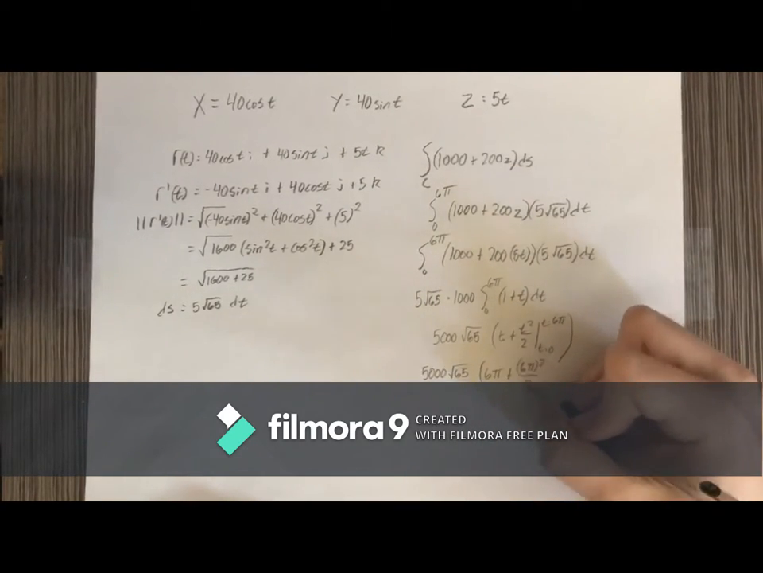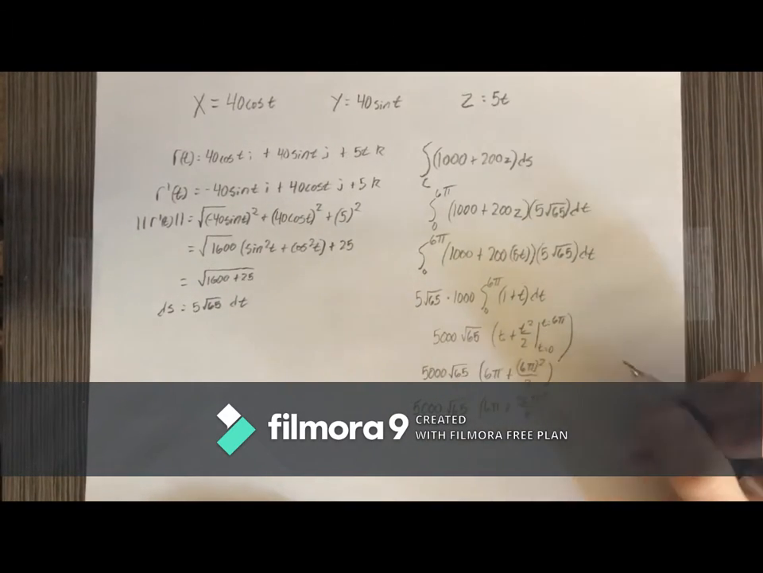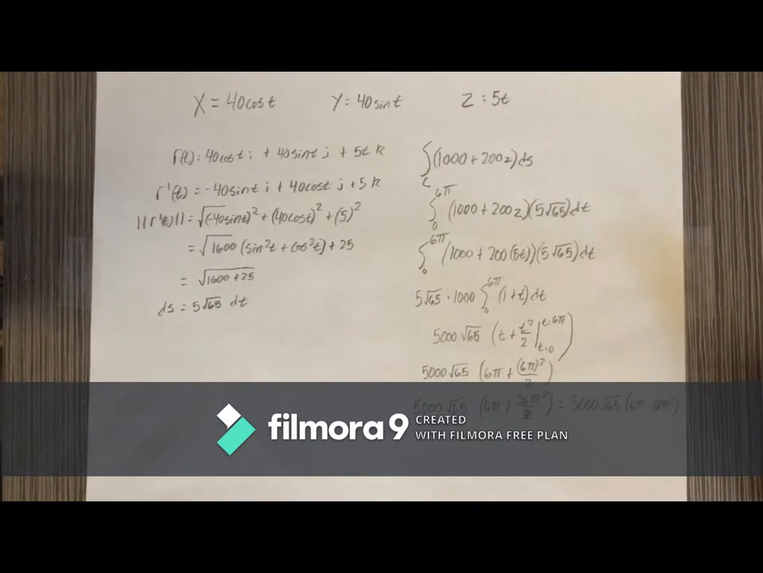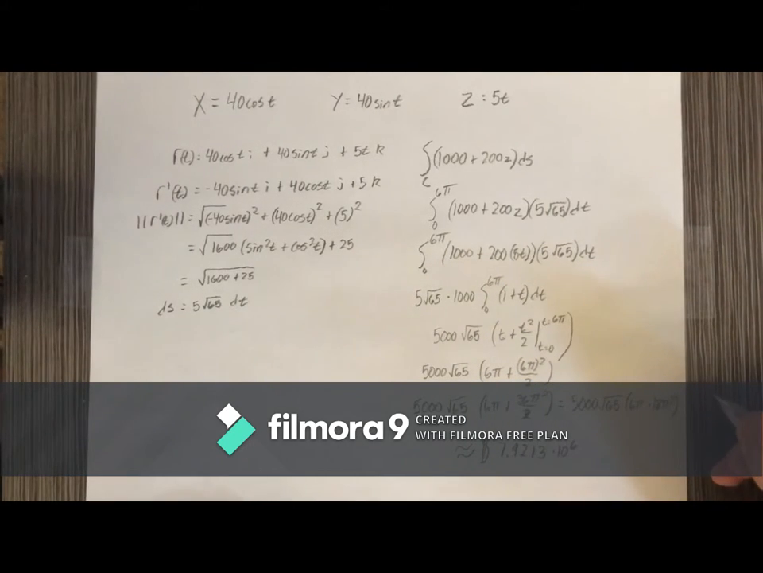This results in 5,000 times the square root of 65 times (6 pi plus 18 pi squared), which results in the end cost of the helix being just about $7.9213 million, or 7.9213 times 10 to the 6th.